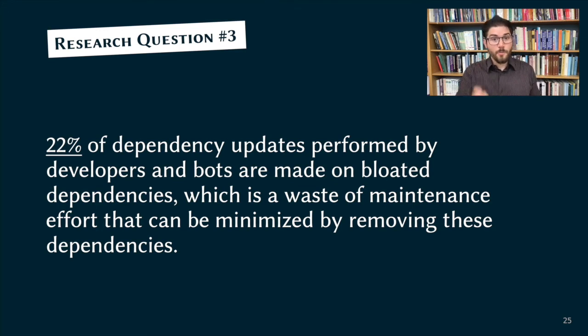So, 22% of dependency updates performed by developers and bots are made on bloated dependencies. This is evidence that software bloat artificially increases the maintenance effort of software projects. This effort can be minimized by removing bloated dependencies, which is safe because, as we found in the previous research question, bloated dependencies are very likely to remain bloated in the future.